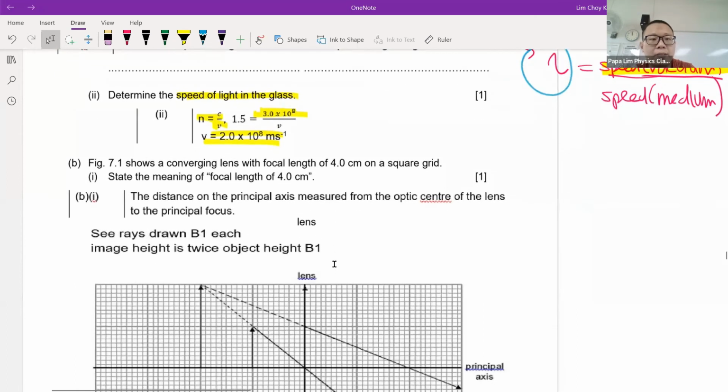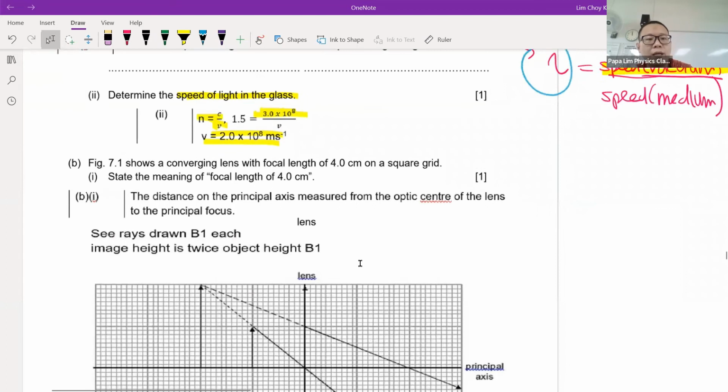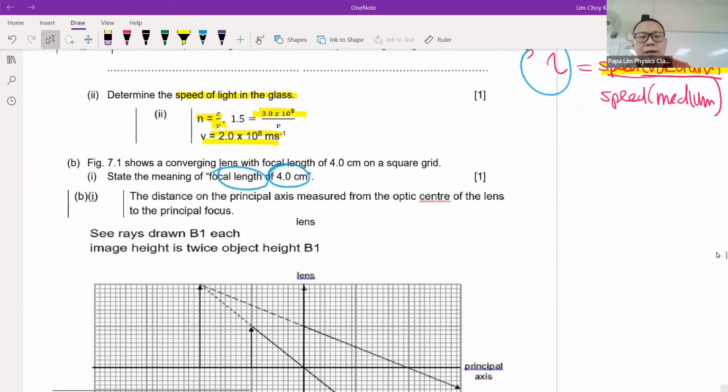Now, part B is lens drawing, with a focal length of 4 cm. Remember when we ask for a definition, nowadays we usually won't just ask you to define focal length. We actually want you to bring your definition in context with the question. So it's 4 cm here. The focal length is 4 cm.